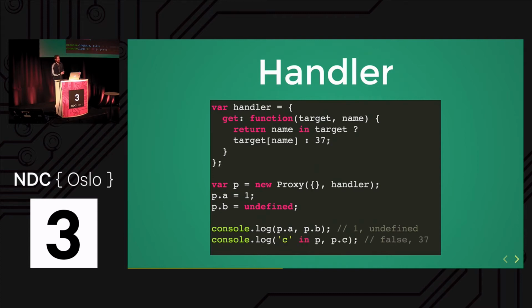But if I log out the result of checking if the object has the key C, it'll give me false. But if I try to log out the C property, it'll log out 37. Because it doesn't really have the C property, but we default it to 37. So that's just a simple example of trapping operations to an object.